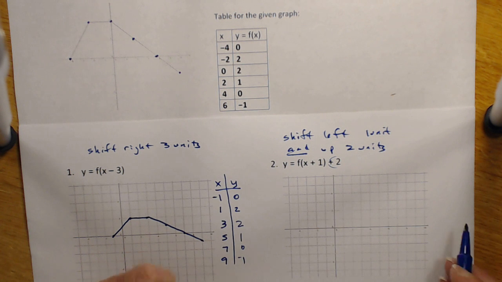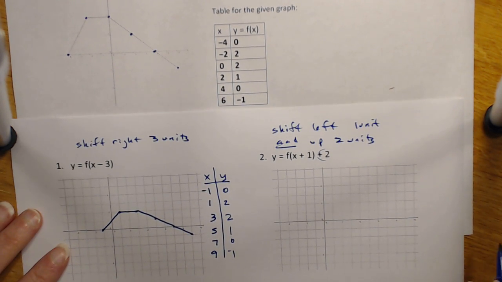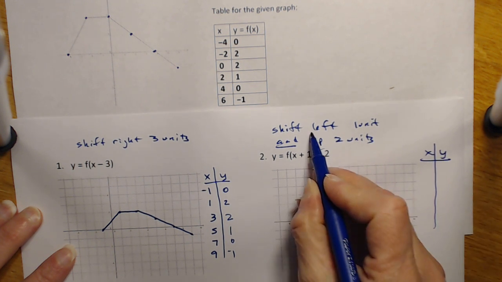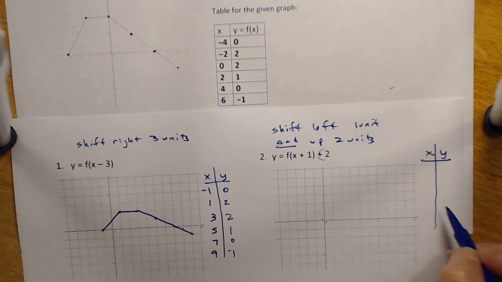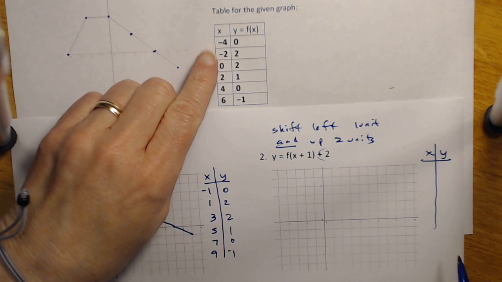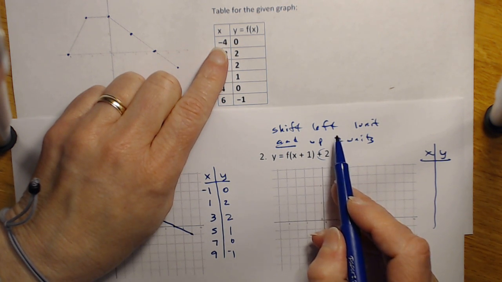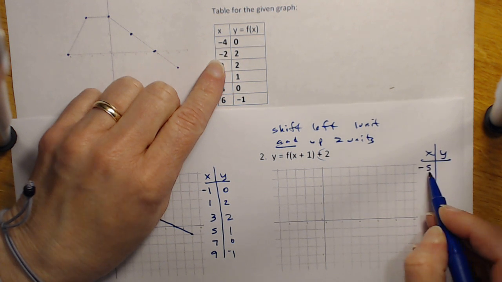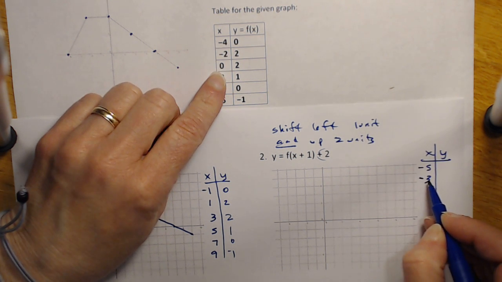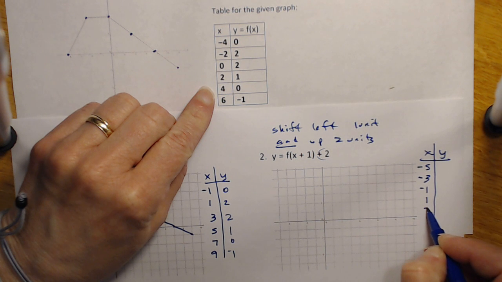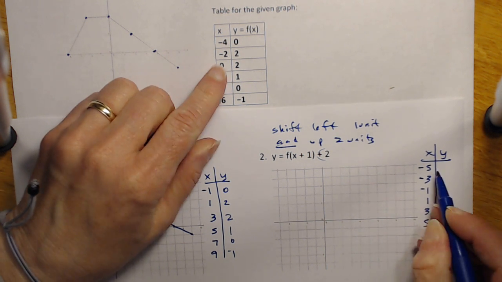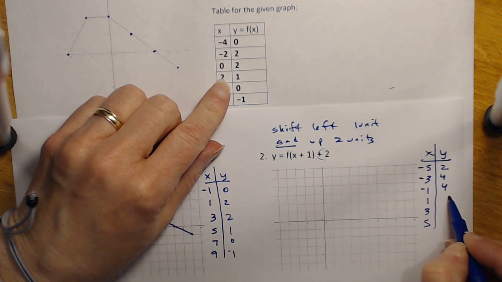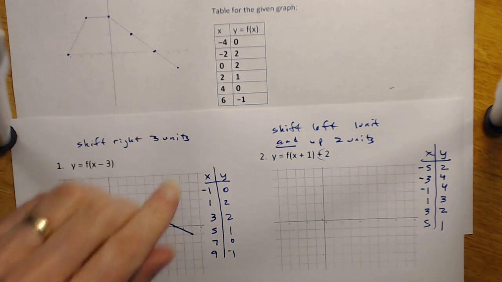Now again, we're looking at the original function. Our new table, since there's 2 shifts, a horizontal and a vertical, both x and y's will change. Left 1 unit decreases all these x's by 1. So this goes to negative 5, negative 3, negative 1, 1, 3, 5. The y's all go up 2. So this is 2, 4, 4, 3, 2, 1.